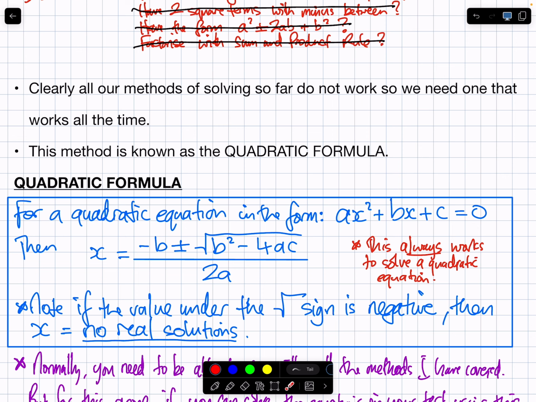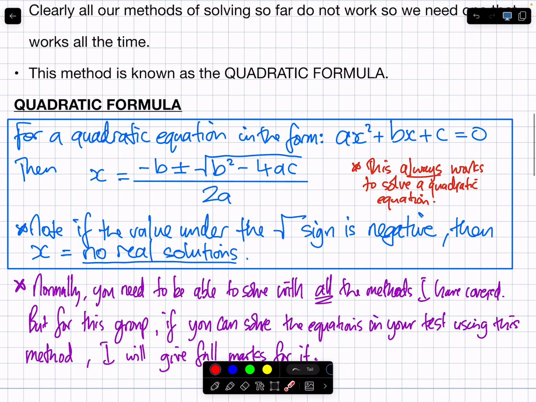It never fails. Please note, if the value under the square root sign is negative, then you'll immediately write no real solutions. Can you please get this box down? This is what should go on your cheat sheet. And if you're going to take advantage of this stuff in purple, which says if you can solve using this, you'll get full marks, then this might be the only cheat sheet stuff that you need. So just this box, please, and then I'll show you how it works. And then we can talk after.